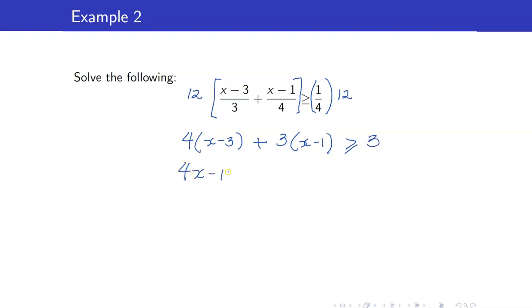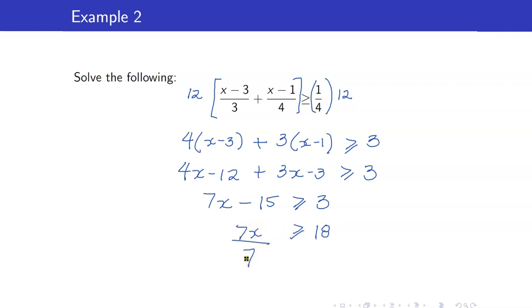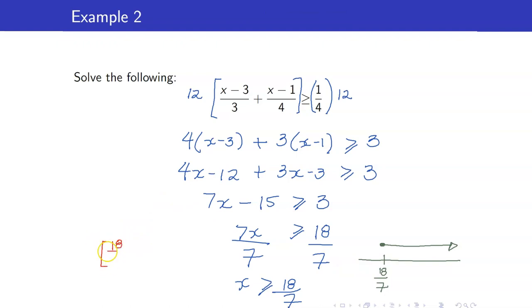Let us distribute: 4x minus 12 plus 3x minus 3 is greater than or equal to 3. Let us simplify this side. We have 7x minus 15 is greater than or equal to 3. So we get 18 on the right side, 7x. So therefore, we can divide both sides by 7 and x is greater than or equal to 18 over 7. Graphically, this means that we have 18 over 7 here and x is greater than or equal to that. Using the interval notation, this is the interval closed 18 over 7 up to positive infinity.